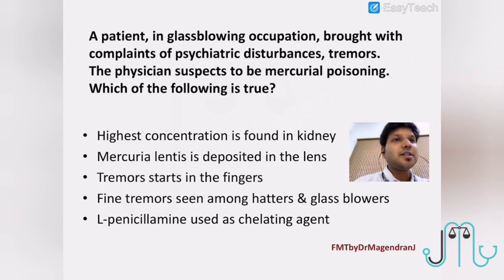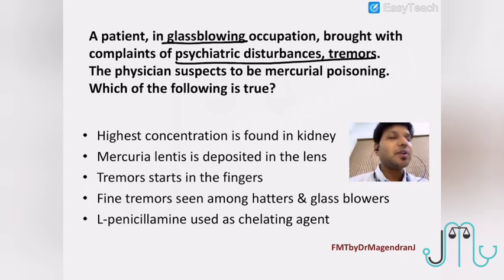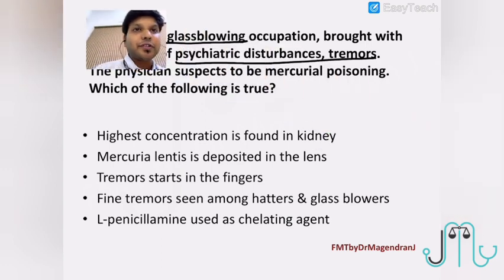A patient in glass-blowing occupation is brought with complaints of psychiatric disturbances and tremors. The physician suspected mercurial poisoning. Which of the following is true? To remember, friends, there are a few keywords in this question. Glass-blowing occupation. Which poisoning is common with glass-blowing occupation? That is mercurial poisoning. Mercurial poisoning was also common in hat industries, people working in hat industries. And a person suffering from mercurial poisoning will have psychiatric disturbances and tremors. So let's see the options, which is true and which is false.